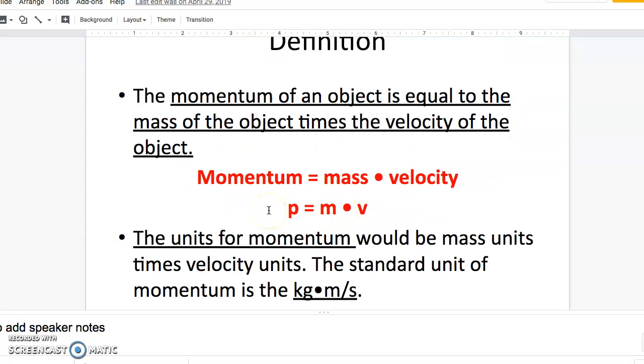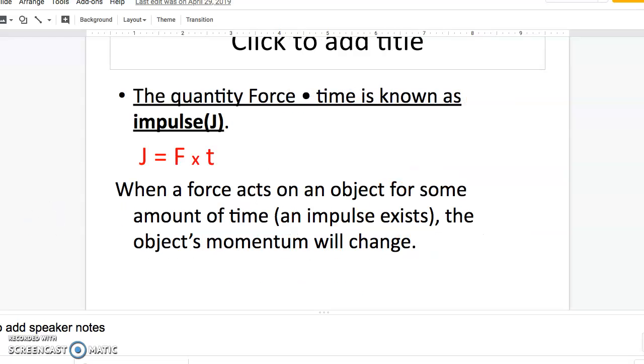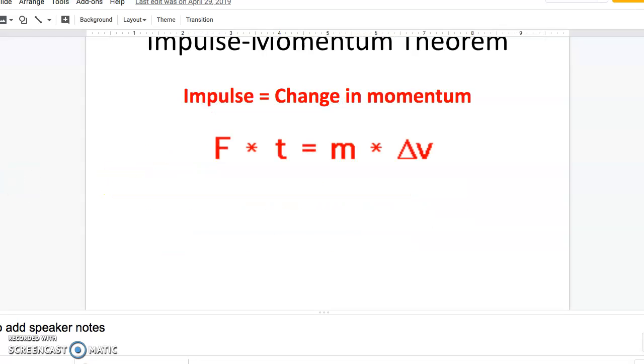Momentum is p equals mv. We have impulse, J equals Ft. And then likewise, our impulse-momentum theorem tells me that when I have a change in momentum, I can set J equals Ft, which also equals m times delta v, which is that change in velocity. So again, keep an eye out for these screencasted examples, which I'll be starting here shortly.